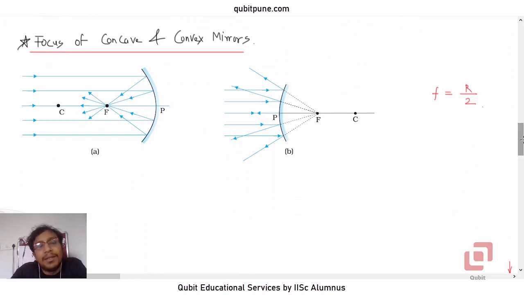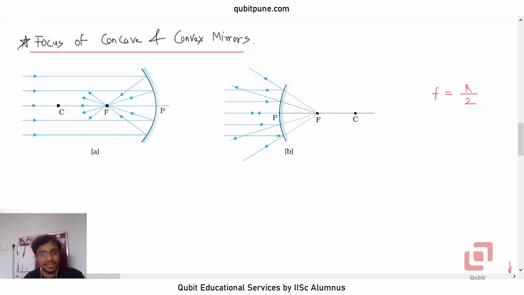Then, what is meant by focus of a concave mirror or of a convex mirror? Focus is that point where the rays coming parallel to the principal axis, they are incident on the mirror, and post reflection they appear to converge in the case of a convex mirror, and they actually converge in the case of a concave mirror. That point is called as a focus.